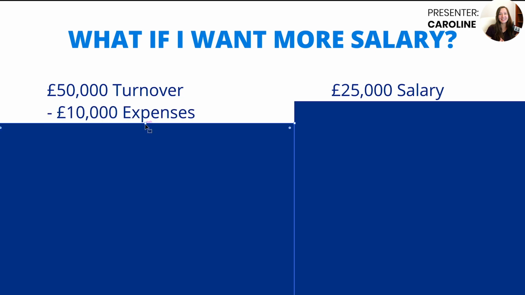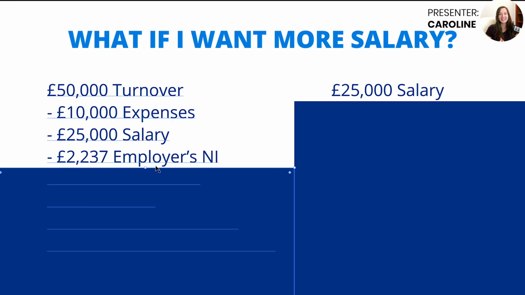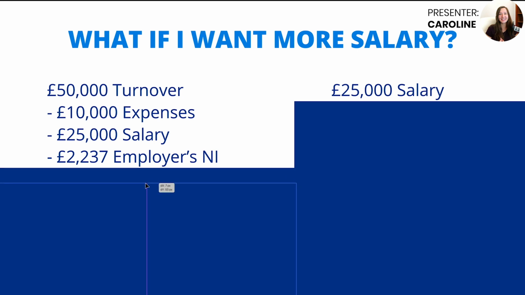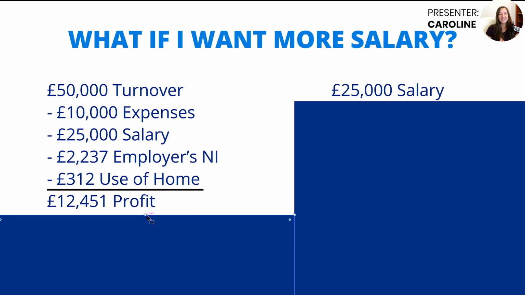So we've got the £10,000 of expenses, just like before. We've got the £25,000 in salary. And now we've got an employer's National Insurance bill of £2,237. And we, of course, have the use of home allowance, which is just like before. And then we've got the operating profit figure here of £12,451.